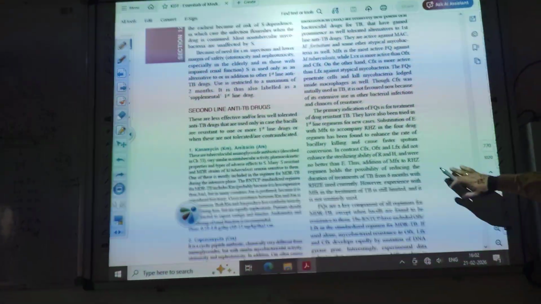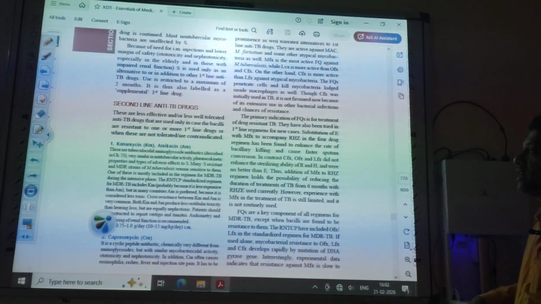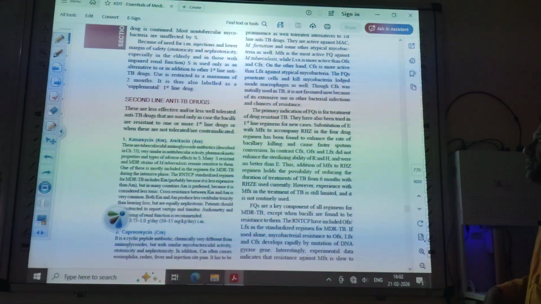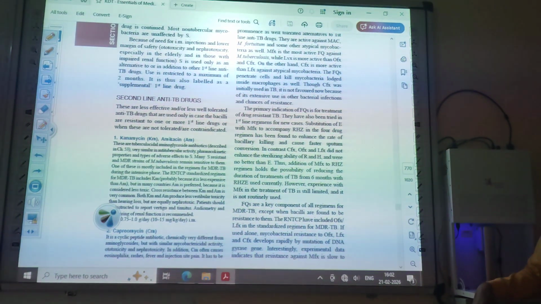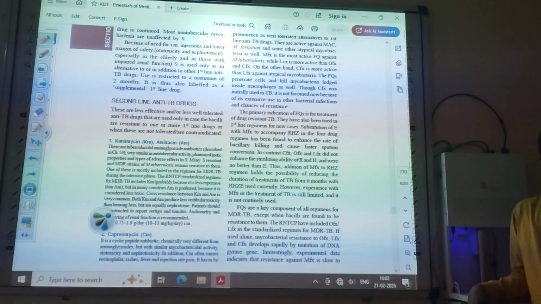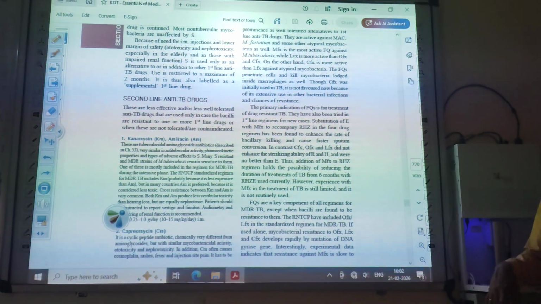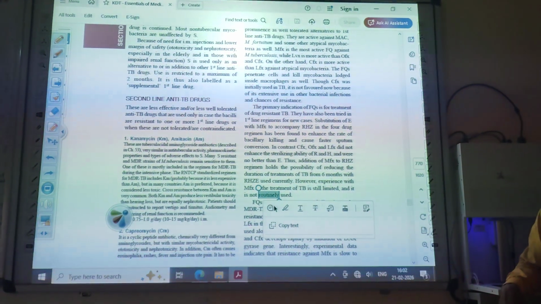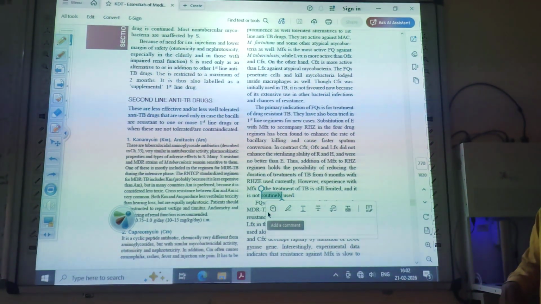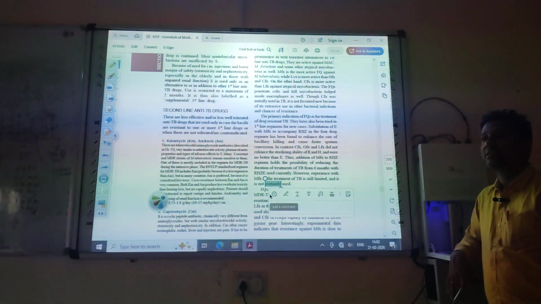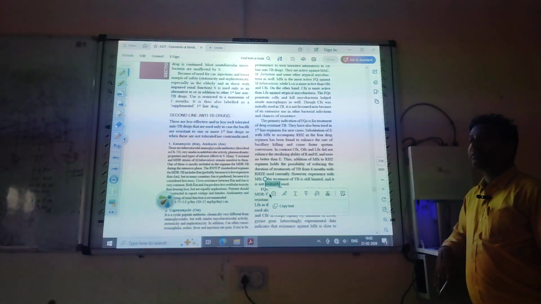These are less effective or less well tolerated antitubercular drugs. They are used only in case of bacilli resistant to one or more first line drugs. Okay, if the first line drugs become resistant, if there is any type of recurrence, what do you mean by recurrence?